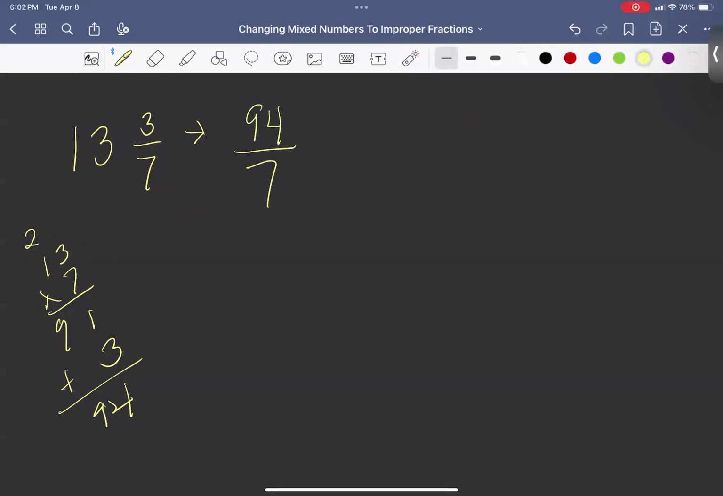So now I want to change this back to a mixed number. So 94 divided by 7 is 13, because 13 times 7 is 91. There are 3 left over, because 94 minus 91 is 3. And we keep the same denominator.